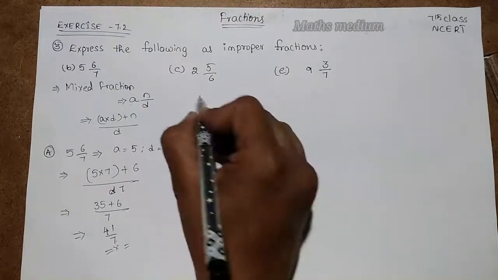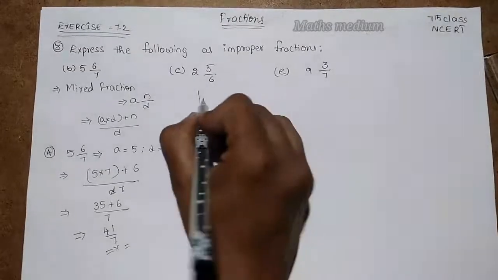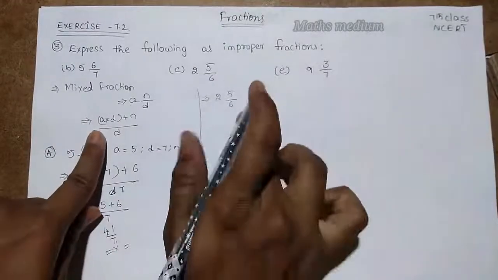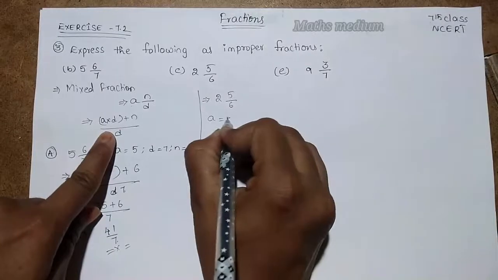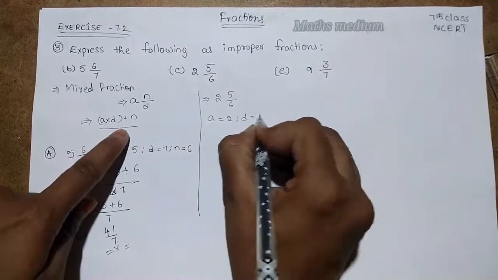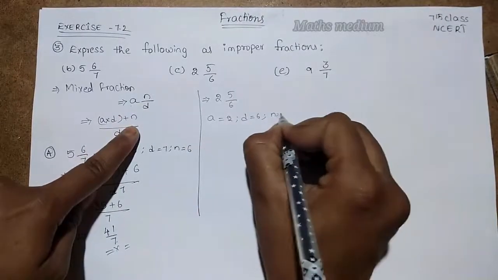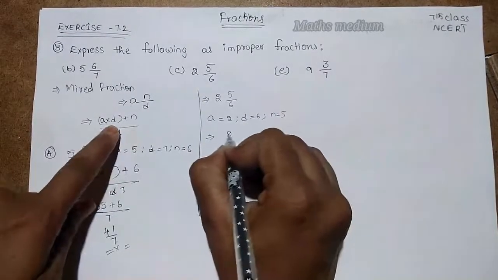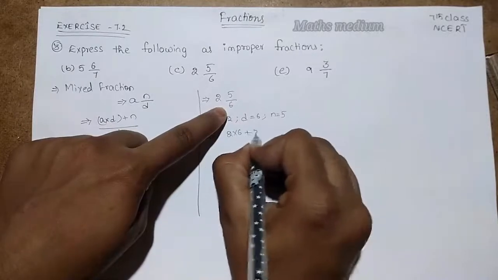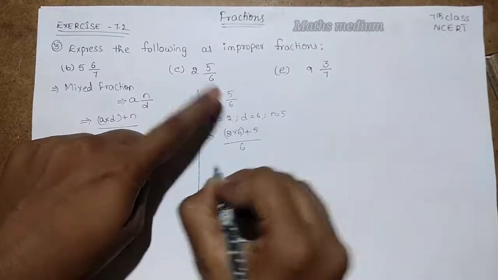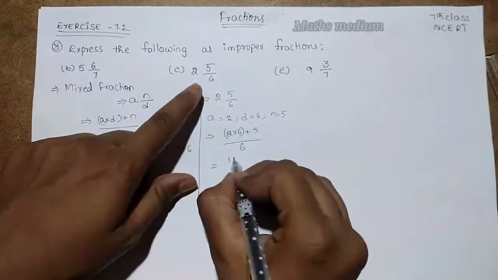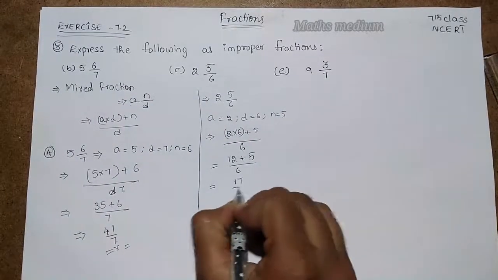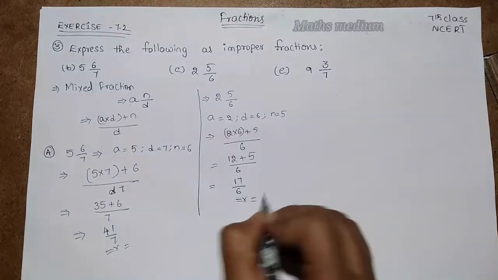Next, similarly, this is 2 5 by 6. So apply this formula to this. Here a is equal to 2, the denominator is equal to 6, and the numerator is equal to 5. So 2 into 6 plus 5, divided by 6. 2 sixes are 12 plus 5 equals 17. So 17 by 6. This is the conversion.